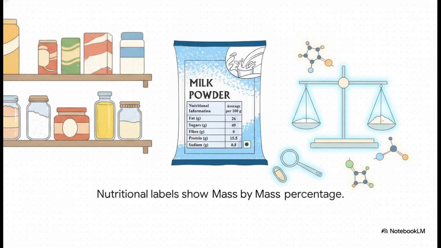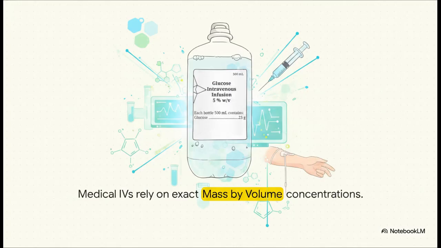This relies perfectly on the mass by mass percentage. It tells you exactly how many grams of a solid solute, like say 49 grams of sugar or 26 grams of fat, are present in 100 grams of the total powder mixture. And in a hospital setting, reading these concentrations correctly is literally a matter of life and death.